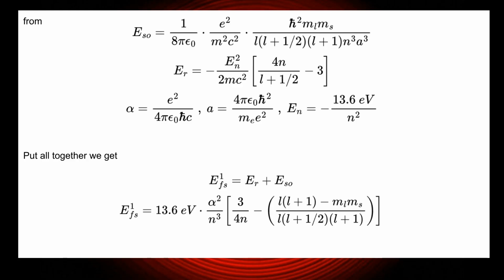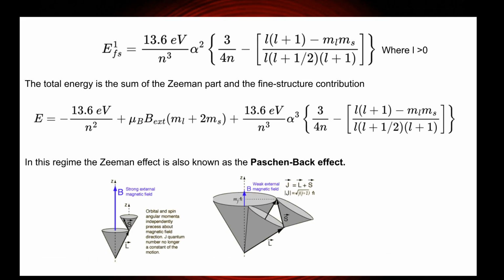Combining the energy expressions for relativistic and spin-orbit corrections, we obtain the first-order fine structure energy correction. The total energy is the sum of the Zeeman part and the fine structure contribution. In this strong field regime, the Zeeman effect is also known as the Paschen-Back effect.